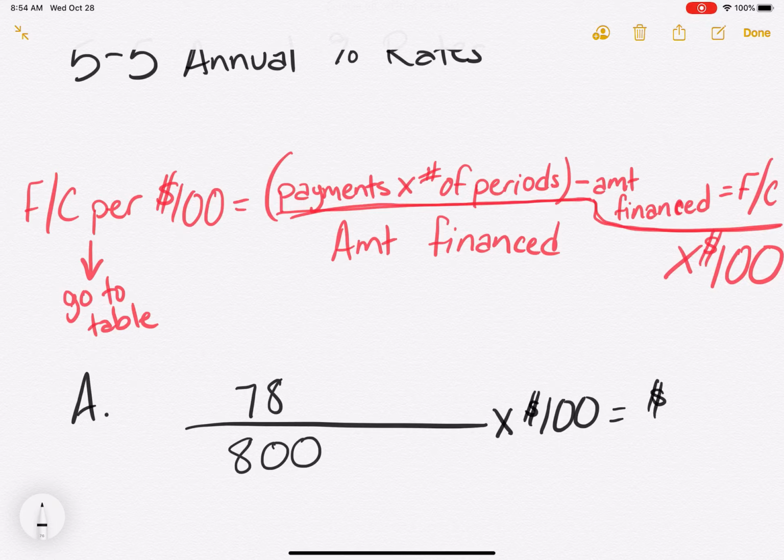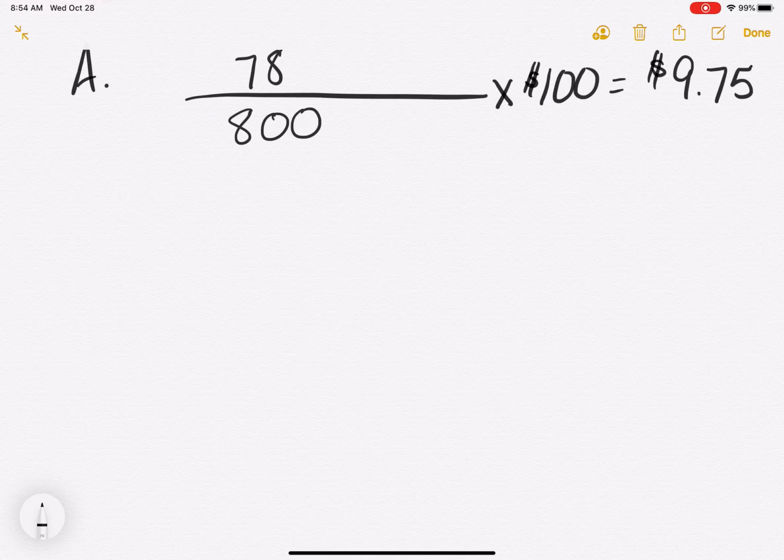$9.75. What this is telling us is that we had a whole finance charge of $78, but for every $100 that we borrowed, we paid $9.75 in interest. The table only works with $100 loans. That's why we have to break it down to $100 to then look at the table. This problem doesn't tell us to go any further, but we're going to. You take this number to the table and try to find 975.